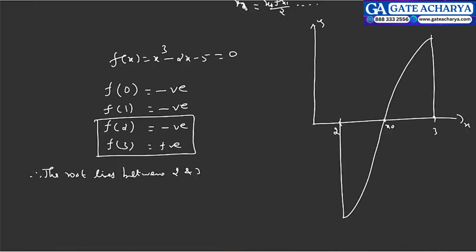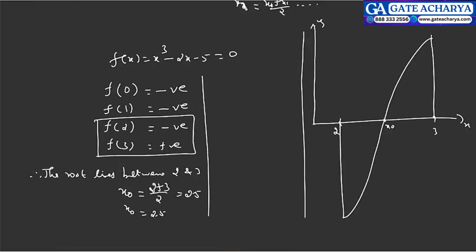So next, what is x0? x0 is the sum of the interval by 2, that is 2 plus 3 by 2, equal to 2.5. So this x0 value is 2.5. Next, what is f of x0? It is 2.5 the whole cube minus 2 into 2.5 minus 5. Whether it is positive or negative, the value is not important. The sign of that function is what is important.